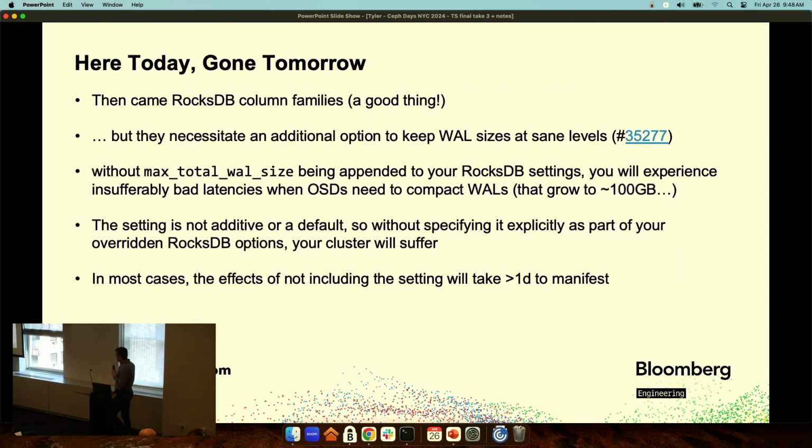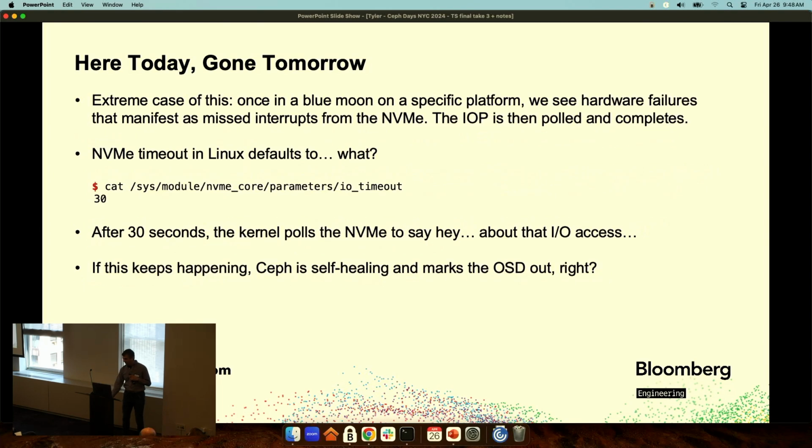So don't just take settings online or something you saw without measuring it and being able to reflect on what those changes are doing. Because this change was insidious. It would sometimes take like 1 to 2 days before it would manifest, because that WAL would actually have to fill up before it started compacting.